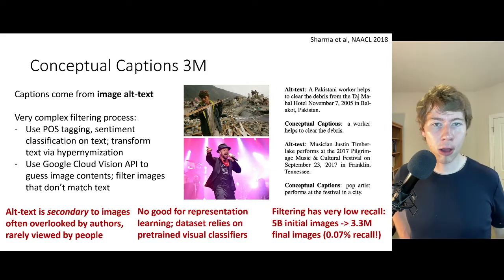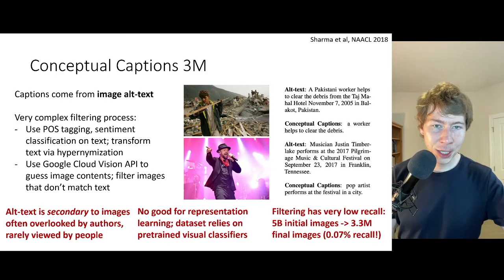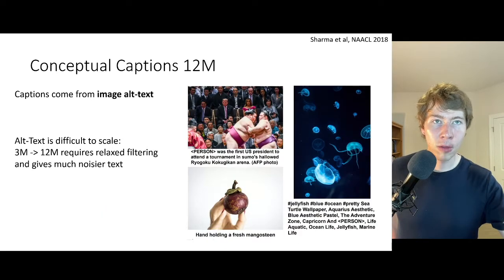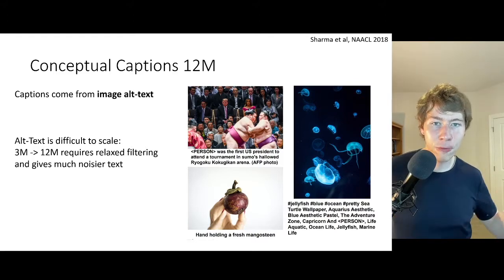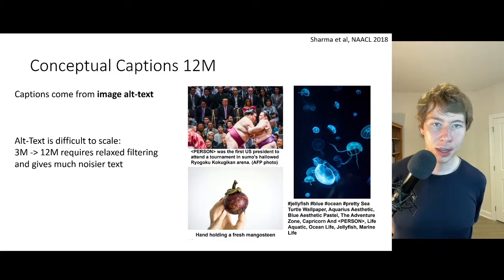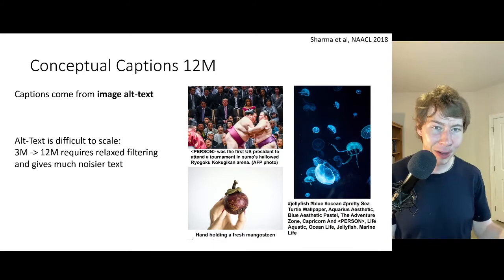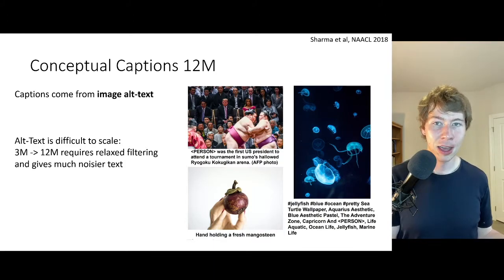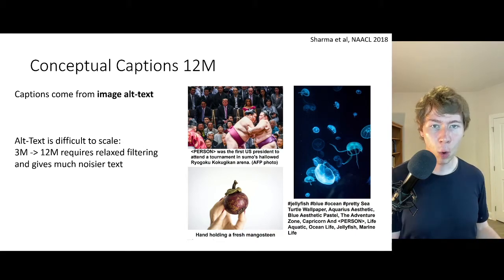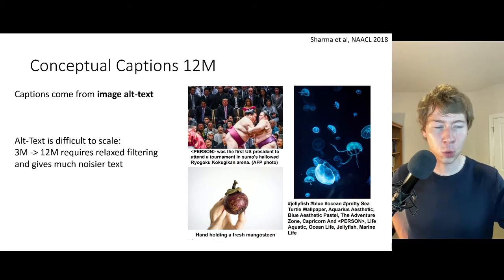This low recall of their filtering procedure means that it's actually fairly difficult to scale up this kind of pipeline, even for folks at Google. So at this CVPR, they released a new version of Conceptual Captions that pushes it up to 12M, using a fairly similar data collection pipeline. But the main way that they scale up is that they've already scraped all the images they can find. So the main thing that they do is relax some of the filtering constraints in their preprocessing pipeline. And they admit that this adds a lot more noise to the captions in Conceptual Captions 12M.